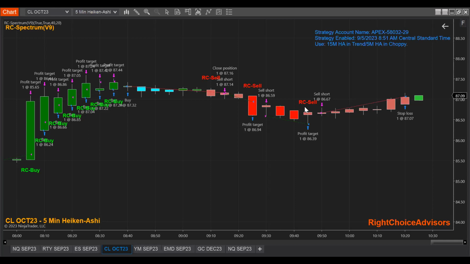Right now again it touched the high of the day, NQ and ES. Again we may see some reversal soon. Crude oil is looking good for a long position.